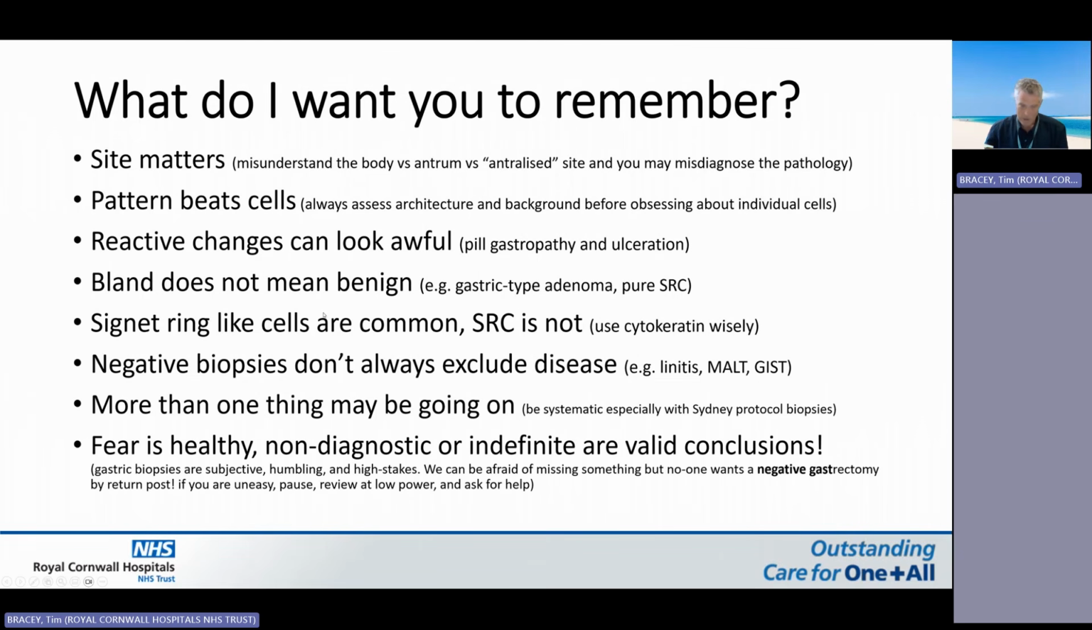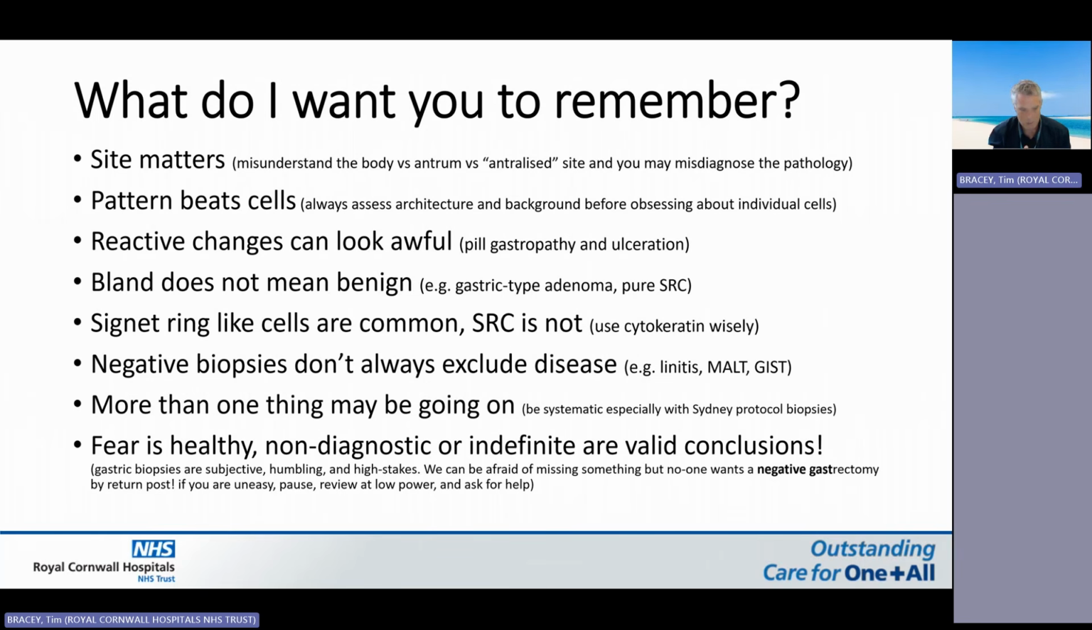Final thing, fear is healthy. There's nothing wrong with being afraid. I think fear drives a lot of us in our work. But there's no problem with saying that something's non-diagnostic or indefinite. It's a valid conclusion. Clinicians just want an action plan. If you say, I need another biopsy, no one's going to complain.